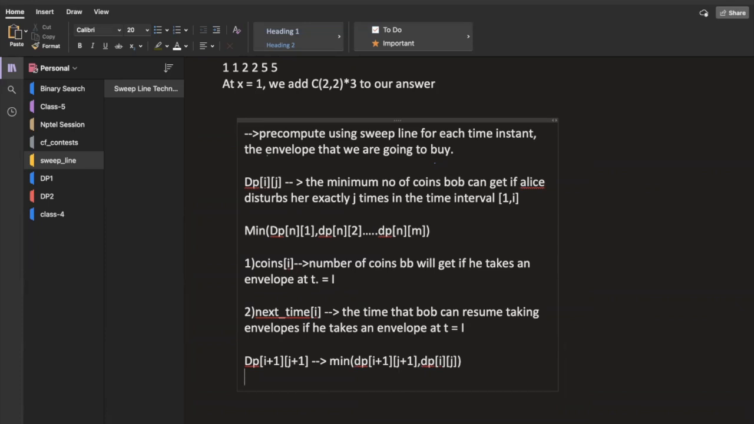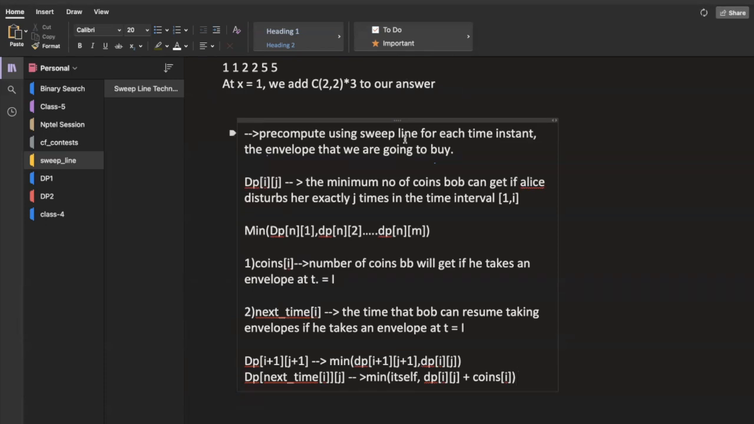And the second thing is that Alice doesn't disturb Bob. Then he will necessarily take an envelope because that is the greedy strategy he's following. So if I'm at t equals I, I can only resume taking coins at next time of I, which is a value I have already calculated. And j remains the same because Alice is not disturbing Bob. So this will be the minimum of itself and dp i j plus the number of coins that I get from the ith envelope. Okay, so these are the two transitions that I have. I hope these transitions are clear.